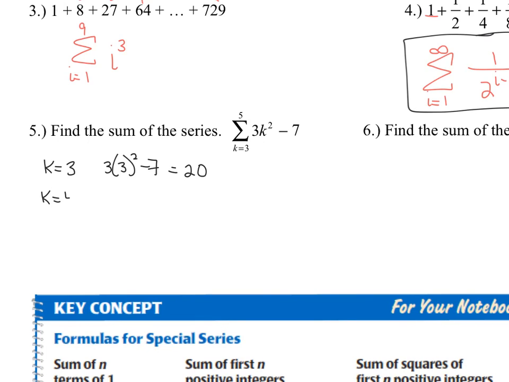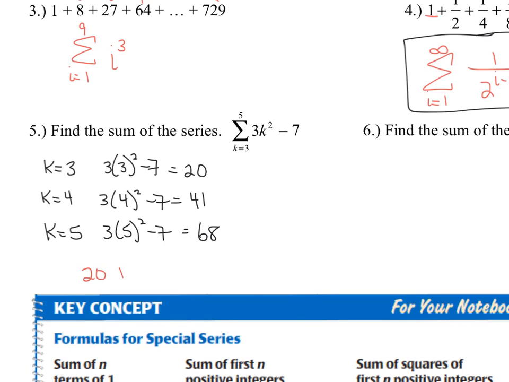And then k equals 4 will be the next number I substitute in. So 3 times 4 squared minus 7 is 41. And then at my upper limit, up at the top of sigma, it has a 5. So this will be the last number that I substitute in. 3 times 5 squared minus 7, which is 68. And then since we're using summation notation, we simply just have to add those numbers together. So when you add 20 plus 41 plus 68, you get 129. So that would be the sum of that series.